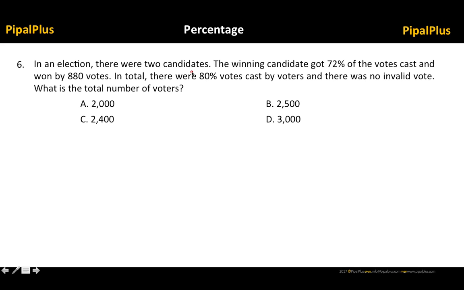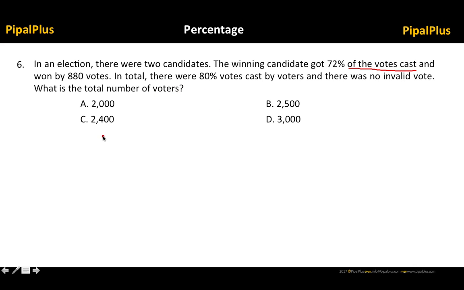Okay, so let's look at this question. It says that in an election there were two candidates. The winner got 72% of the votes cast, and he wins by 880 votes. There were a total of 80% votes cast, so 20% of voters did not vote at all, and there were no invalid votes. So the question is, what was the total number of voters?